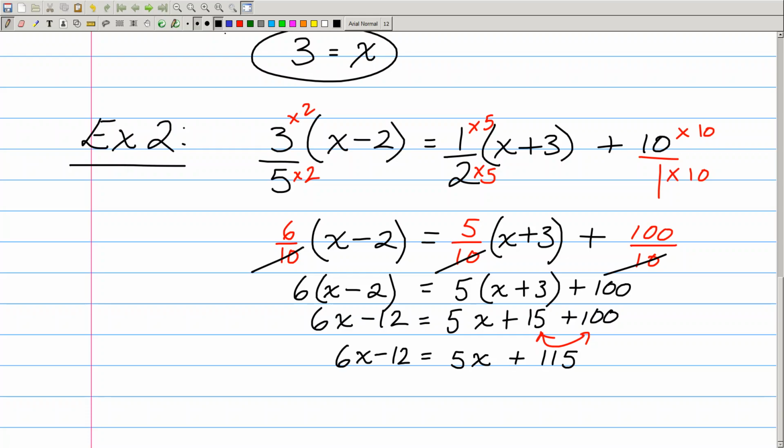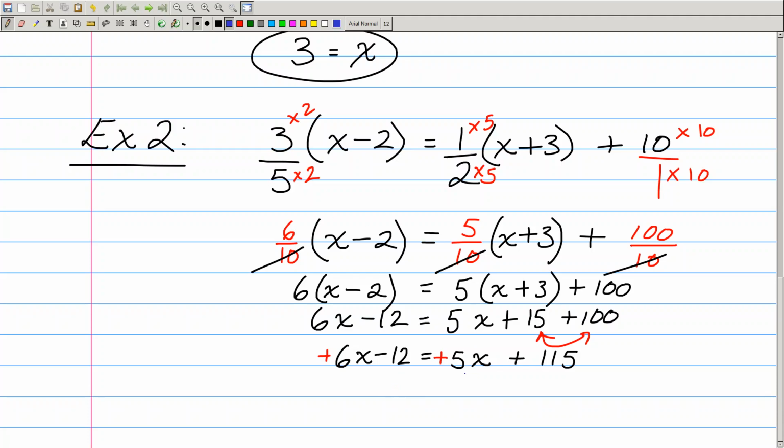Okay, and it's also important to note, guys, that if you don't see a sign in front of a term, like here, in front of the 5x, then the sign is assumed to be positive. The sign in front of the 6x is assumed to be positive as well. If there is no sign there, the sign is assumed to be positive.